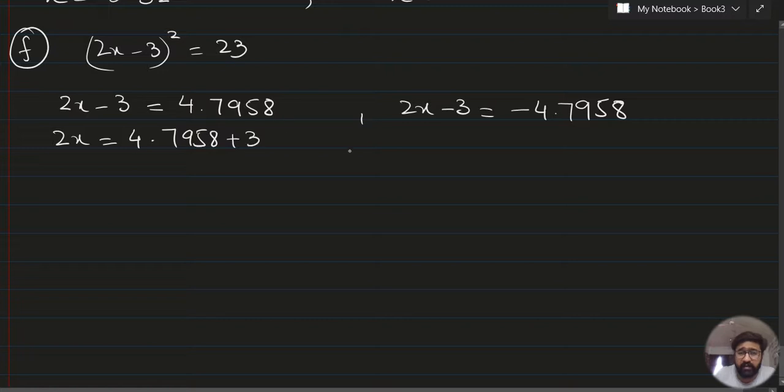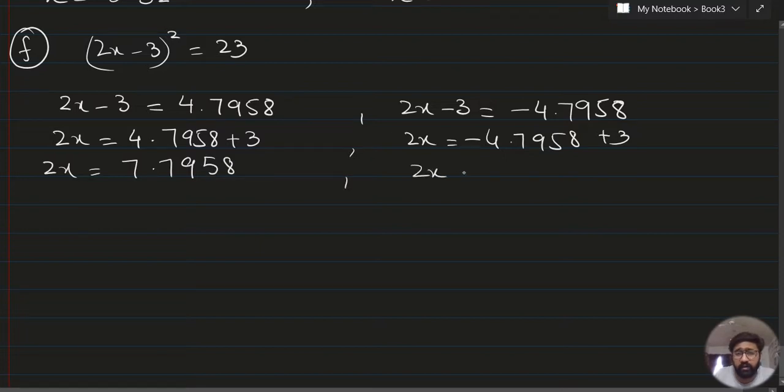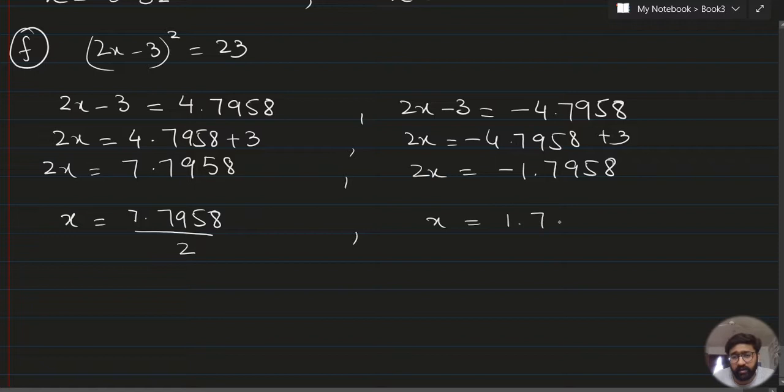We are going to simplify it further, collecting the like terms on the same ends. 2x is equal to 4.7958 plus 3, and 2x is equal to minus 4.7958 plus 3. So 2x is equal to 7.7958, and this is going to be minus 1.7958. The value of x is going to be 7.7958 divided by 2 and minus 1.7958 divided by 2.